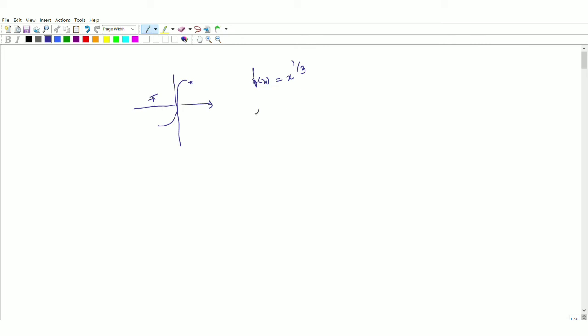If you draw the derivative plot of this function, at x equal to 0 it will go to infinity. On the negative side it goes to minus infinity, and on the positive side it goes to plus infinity. So at x equal to 0 there is a discontinuity, but the derivative goes to minus infinity and plus infinity, so we should not call it a jump discontinuity.